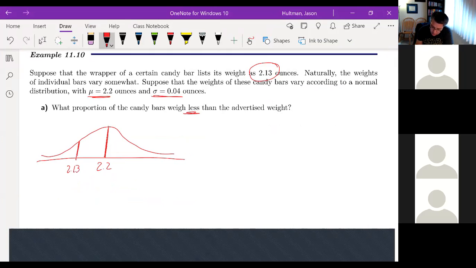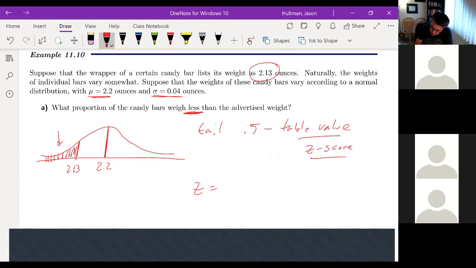Okay, so now it says, what proportion of the candy bars weigh less than the advertised weight? So we want this area here, the tail. And to find the tail, that's 0.5 minus the table value. But the table value of what? The table value of the z-score. We've got to find the z-score first.